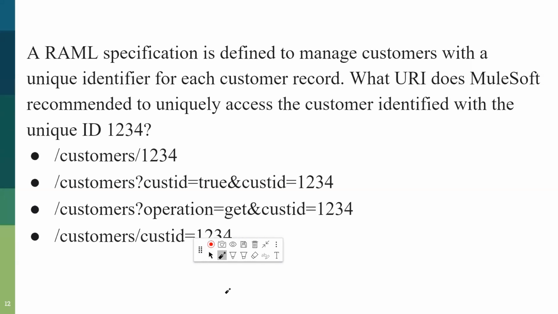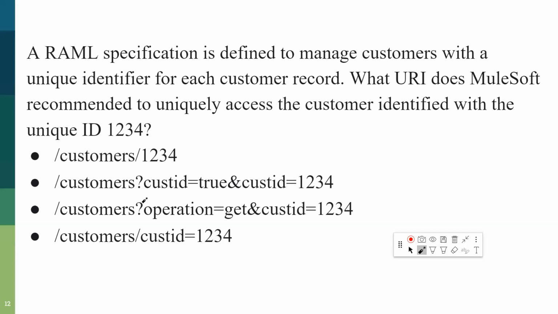Let's see this question also. A RAML specification is defined to manage customers with a unique identifier for each customer record. What URI does MuleSoft recommend to uniquely access the customer identified with unique ID 1, 2, 3, 4? We have seen this before. Now I want you to connect it with the implementation. So in RAML, you implement it using the curly braces, and then you bring it to Studio and finalize your flow. Now you want to send a request for a specific ID. How do you do that?